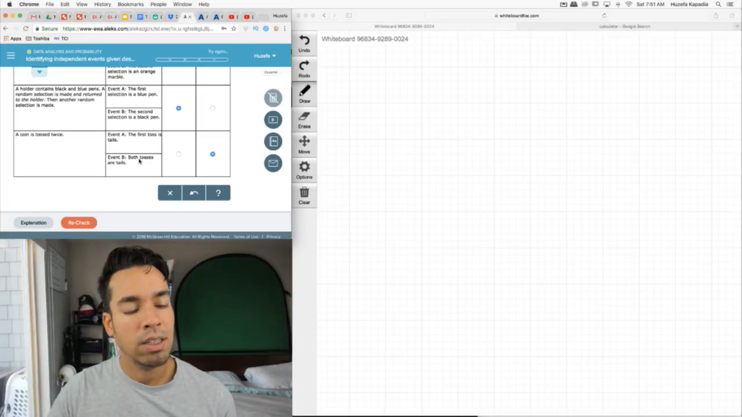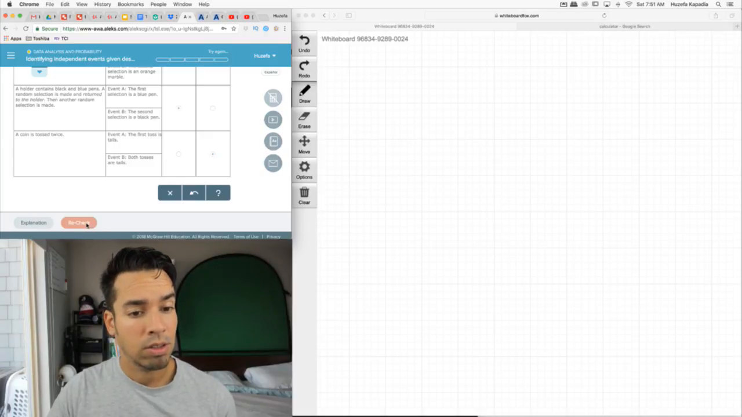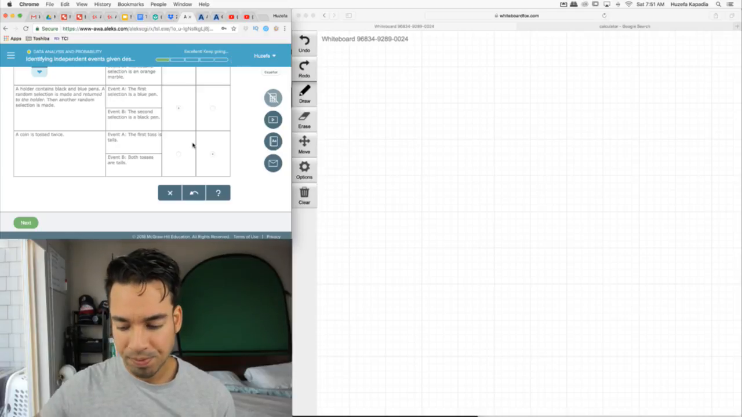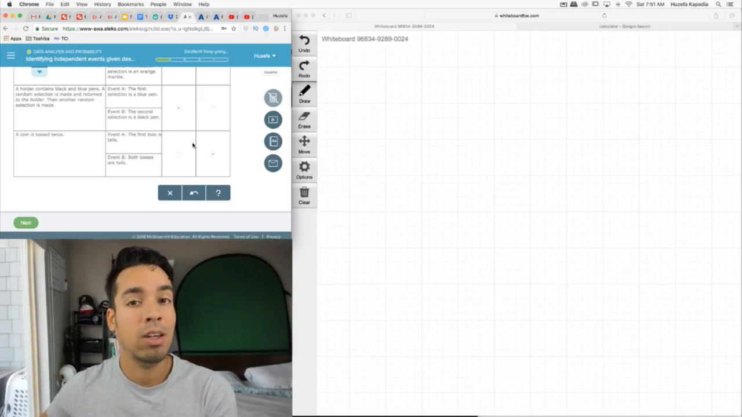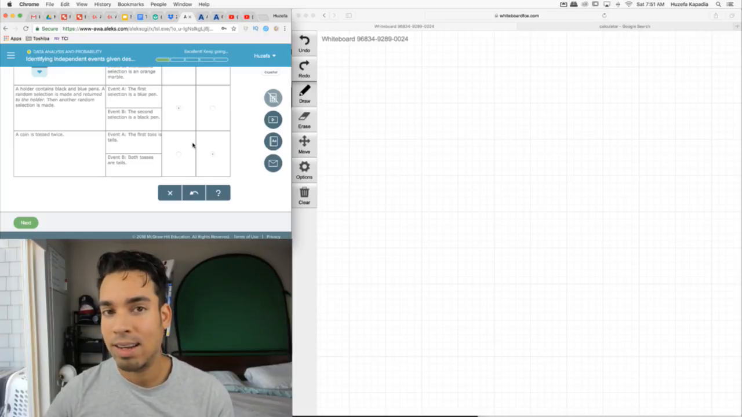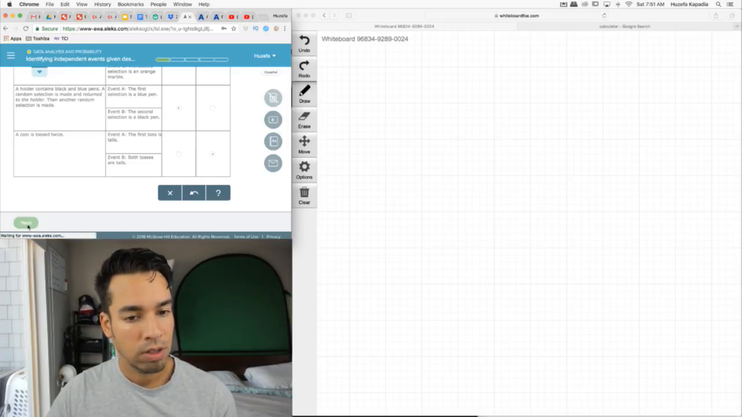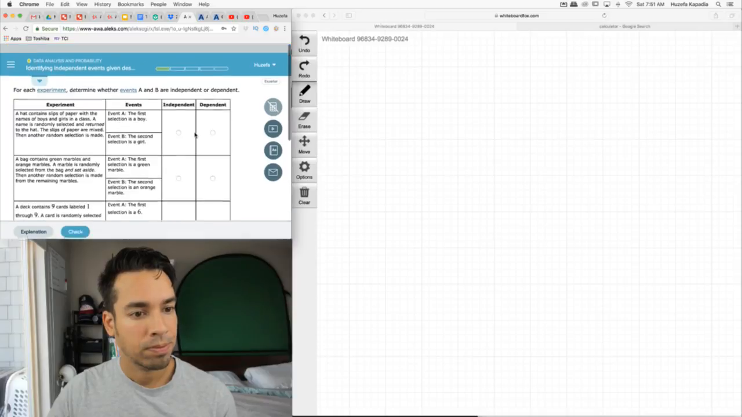Oh, well, I'll have to backtrack on this. I guess because for both to be tails, this event depends on the first event being a tails. So I guess that's what they were going for. But usually when we think about coin flips, event B would be just the second coin toss, and that coin toss is not impacted by the first coin toss. Okay, let's go on to the next one here.